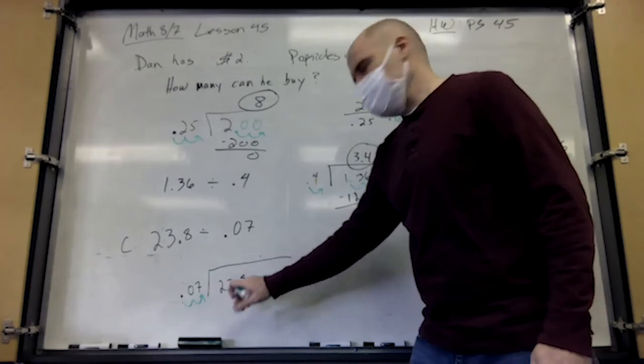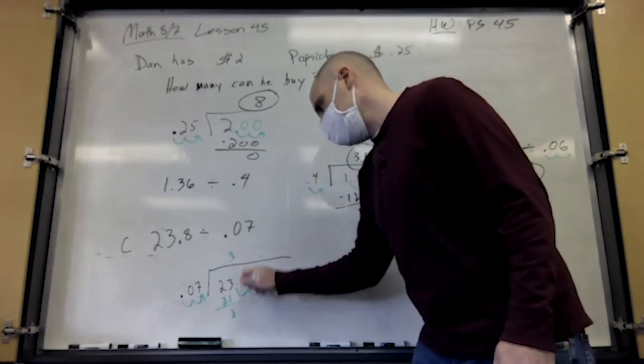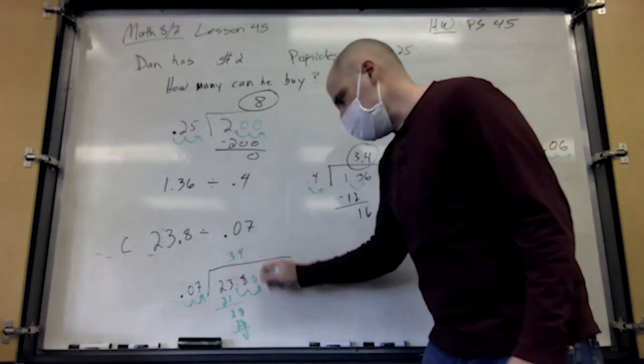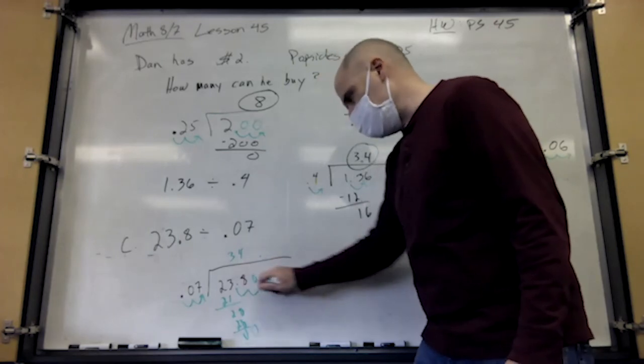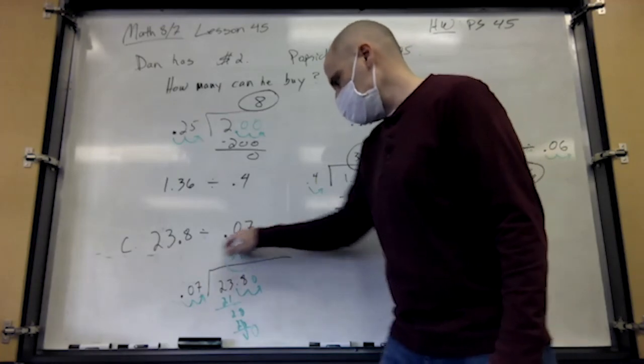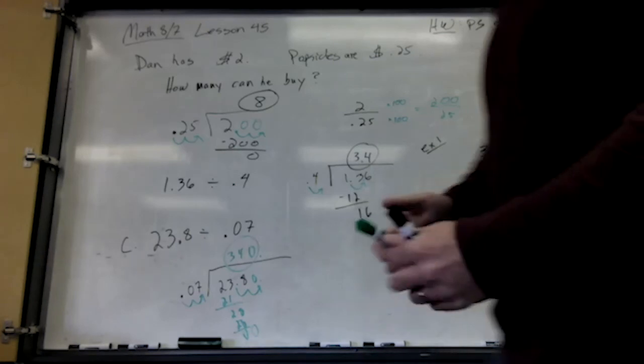7 goes into 23 3 times, with 2 left over. Bring down the 8, it goes in 4 times. Uh-oh, 0. Now I've got one more digit. I have to go all the way to the decimal. So 7 goes into 0 0 times. So there's my final answer, 340. Okay? Does that feel all right? So that's about as complicated as it's going to get, that problem right there. You guys feel like you can handle that problem? Yeah. Okay, good. All right, so I'm going to quit for the day.